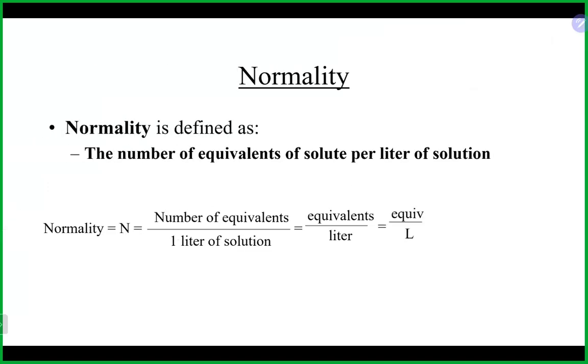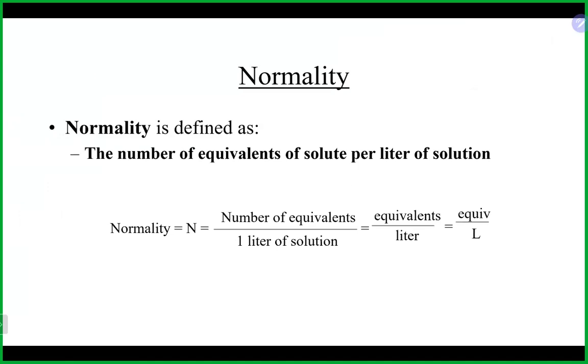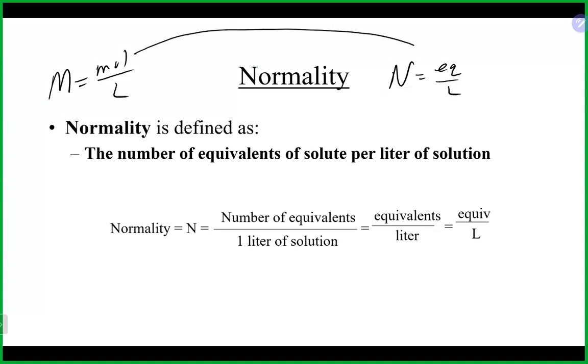So normality, as I mentioned, is a common unit that is sometimes still used a little bit. And instead of moles per liter, it is equivalents per liter. So normality is equivalents per liter. Again, not to be confused with the most common unit of concentration, which is molarity, which is moles per liter. So really the difference here is the top. And that is what we could get from what we just did there from the formula, and figure out how many moles and how many equivalents we would have.